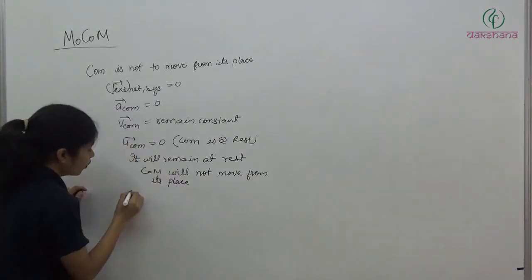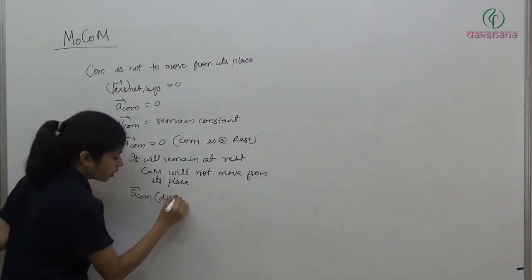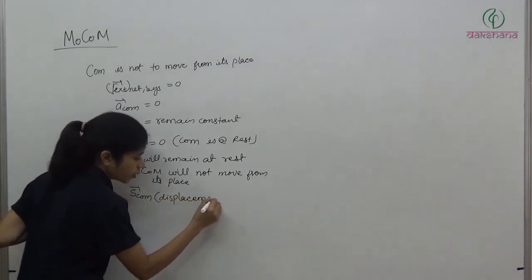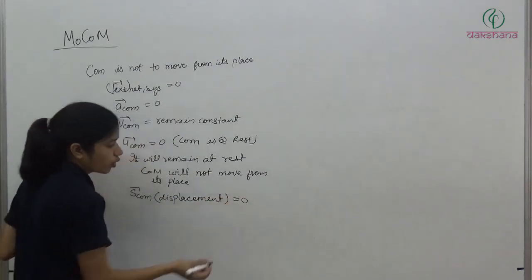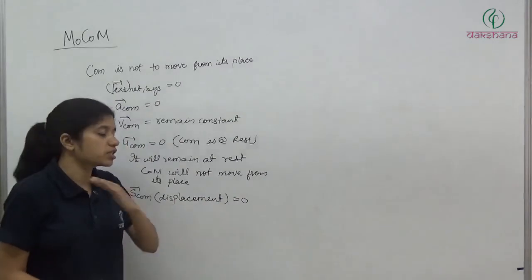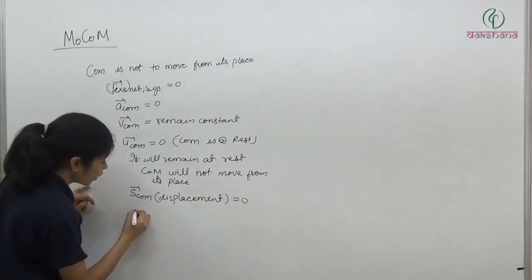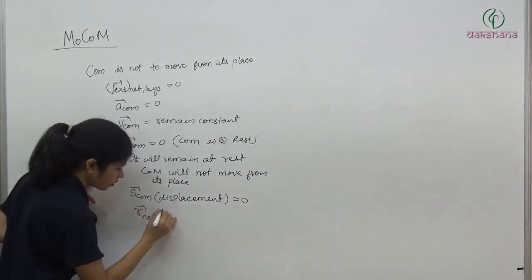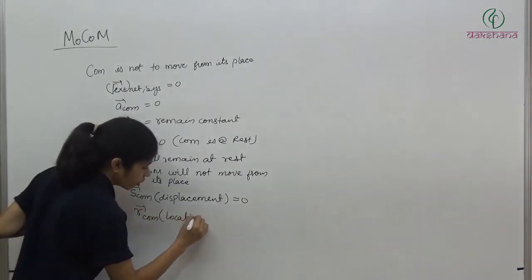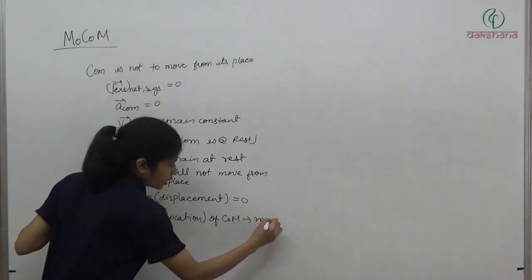या फिर आप बोल सकते हो displacement of center of mass. This is displacement. Displacement of center of mass is going to be 0. Velocity 0 है, velocity change में नहीं हो रही है. So center of mass is not going to get displaced. Or if you say location, location of center of mass will remain unchanged.